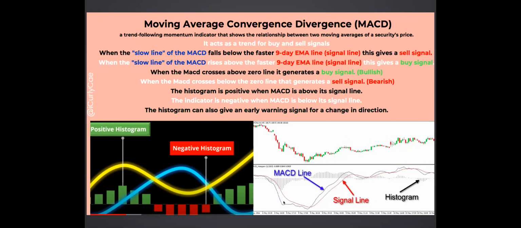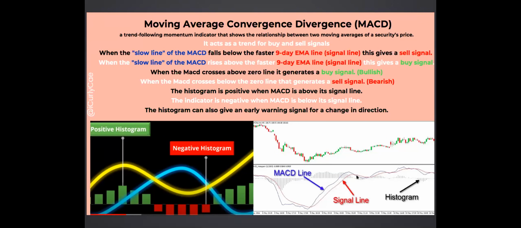All right, so I'll keep going. When the slow line of the MACD falls below the faster 9-day EMA line, which is the signal line, this gives you a sell signal. When the slow line of the MACD rises above the faster 9-day EMA line, which is the signal line, this gives a buy signal. So I put those in red and green. When the MACD crosses above the zero line, and the zero line would basically be right about here, this is the zero line, okay? So that's what that means. When the MACD crosses below the zero line, it generates a sell signal, which is bearish. And when the MACD crosses above the zero line, it generates a buy signal.